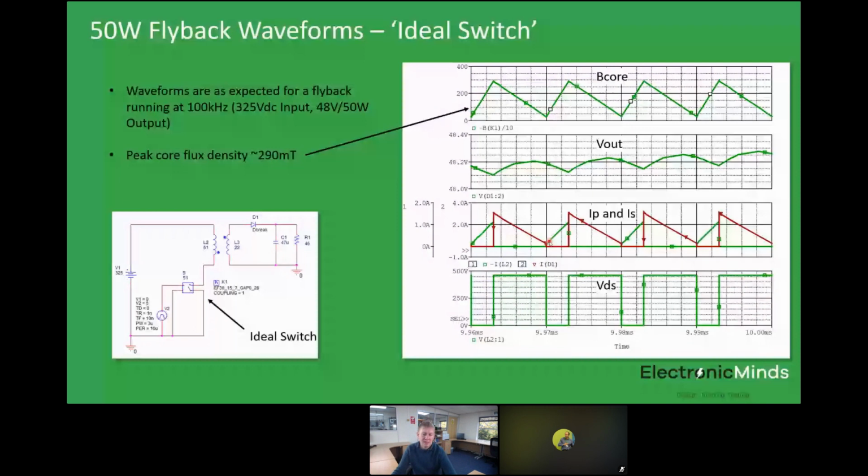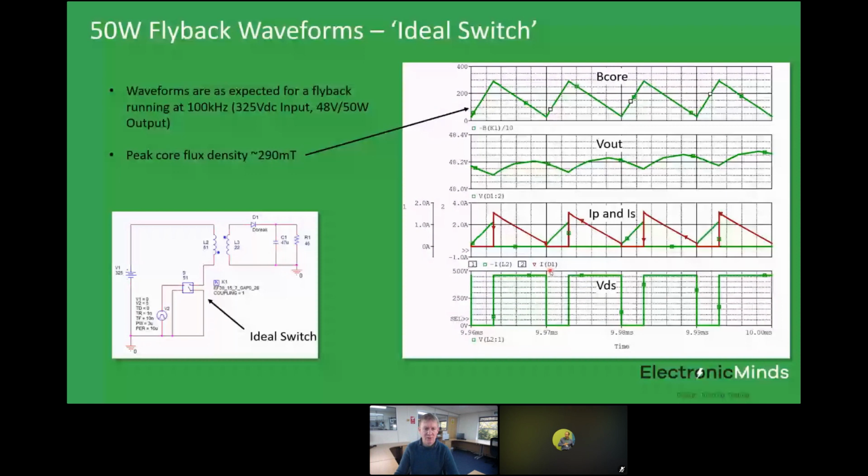And that's also evident from the drain source voltage of the primary side switch here. We're going roughly from naught to just under 500 volts, something like that. I think the VOR of this design is 135 volts, so 135 plus 325 gives you the peak we're sitting at here. So that all looks pretty nice. Yeah, we're just into CCM operation.